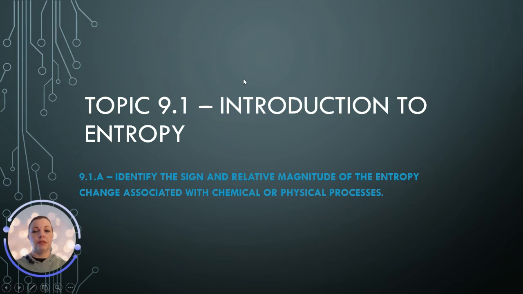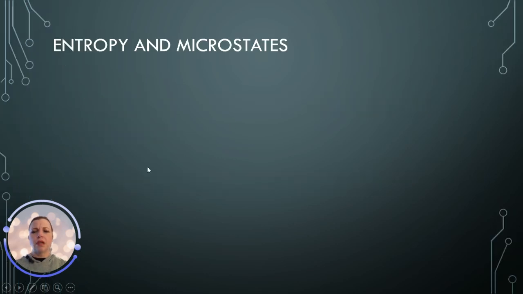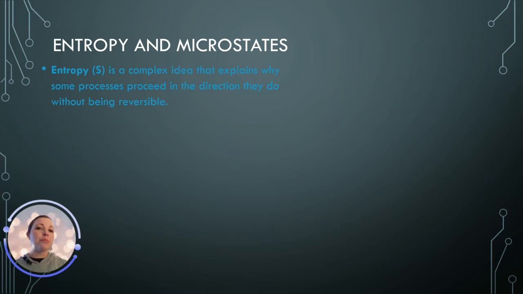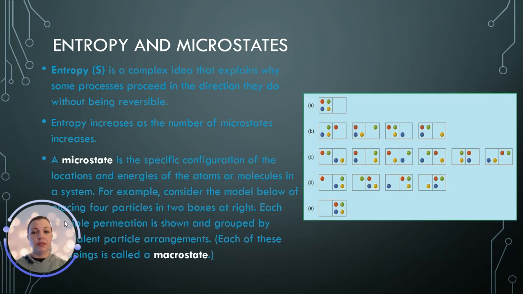or physical processes. So let's talk about entropy and microstates. Entropy is a complex idea that explains why some processes proceed in the direction that they do without being reversible. For example, why can't you unburn a log? That's a classic example, or uncook an egg. So entropy increases as the number of microstates increases as well.